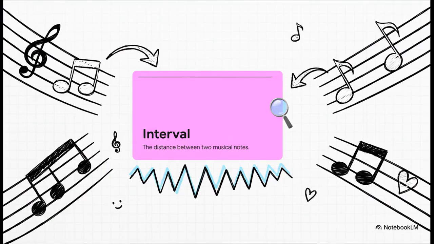So what is an interval? It's super simple. It's just the distance between two notes. From a C to a D, that's an interval. From an A way up to an E, that's another one. It's that simple. It's all about the distance.